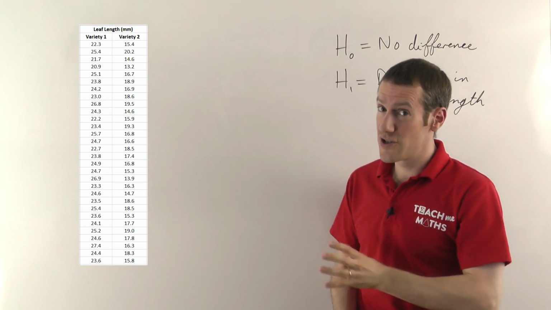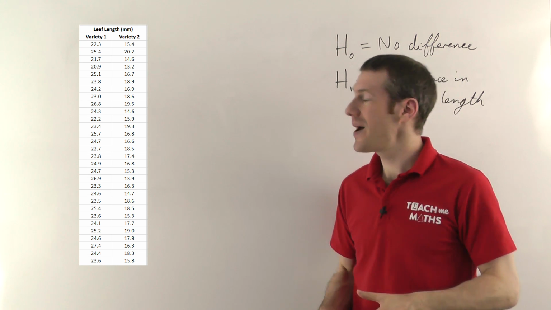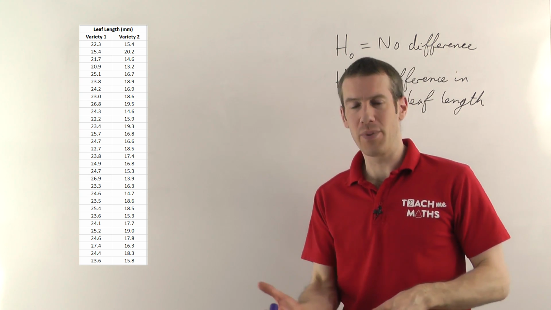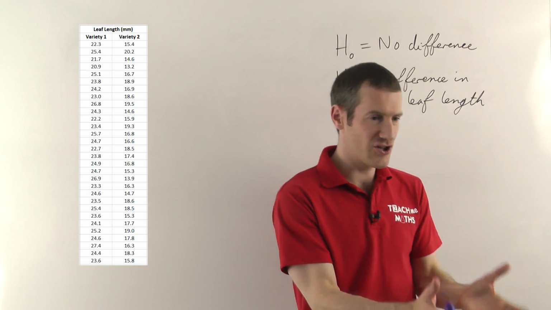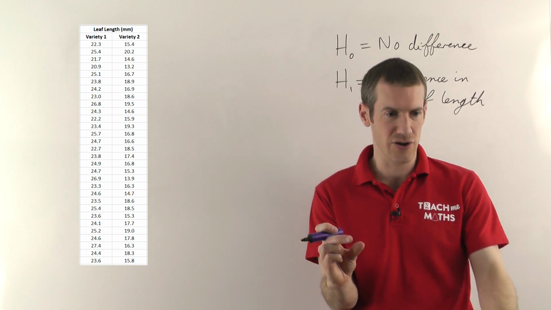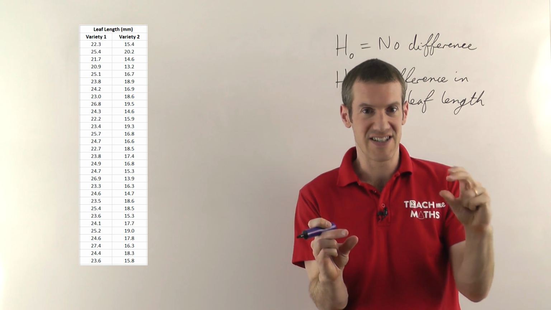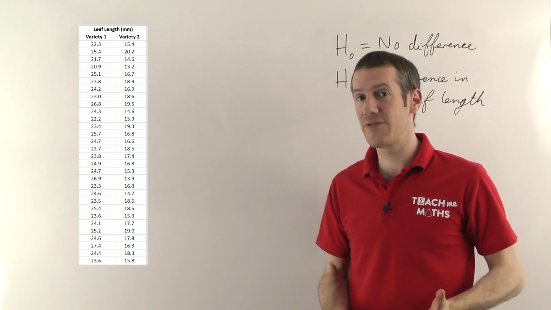But the important point to notice here, the reason why this is unpaired, is there's no natural way to pair the leaves from one plant with the other plant. You've just taken 30 leaves off one plant and 30 leaves off a different plant. They're not dependent on each other. The length of one leaf is not going to correspond with the length of a different leaf on the other plant. It's just two sets of data, and they might even be different sizes.